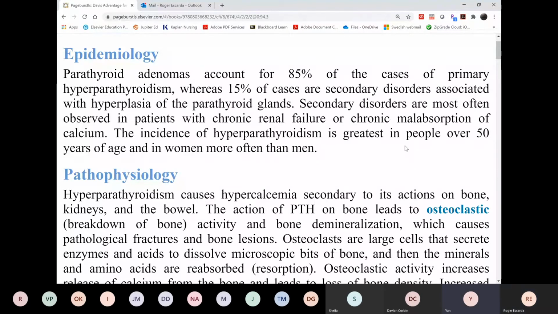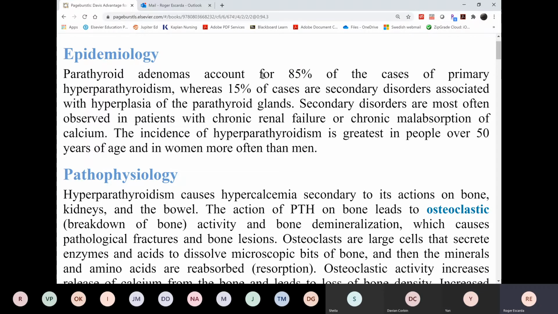Parathyroid adenoma will be 85% of the cases of primary hyperparathyroidism, and then another 15% will be secondary disease associated with hyperplasia of the parathyroid glands, and also in patients with chronic renal failure or chronic malabsorption of calcium. All right, very good.